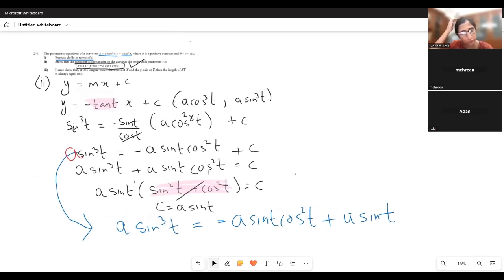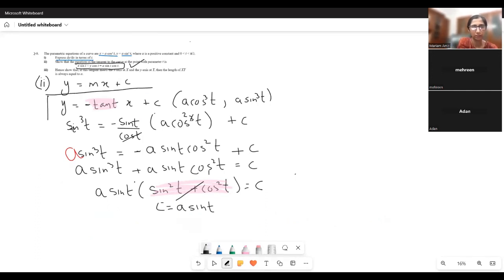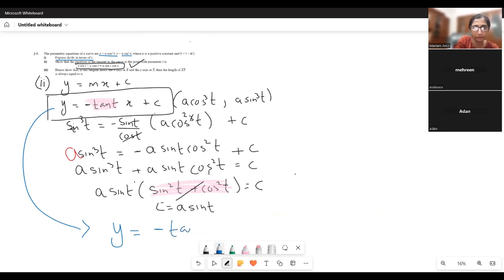Okay, sorry, I had to substitute c in y is equals to mx plus c, and I substituted in the wrong place. Very sorry. I have to substitute c in y is equals to mx plus c, which is here. So y equals minus tan t x plus a sine t.